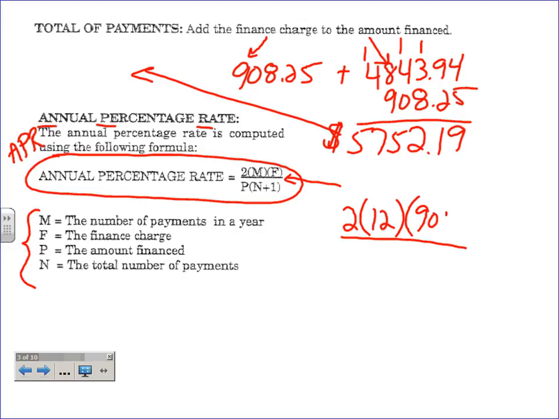908.25, right? You see how this is set up fairly well. You found all these answers already. You just have to substitute them in. So P is the amount financed, which I believe is 4843.94, right? And what we have on the bottom is N plus 1, where N is the total number of payments, and I have to add 1 to that. Well, how many payments was she going to make again? Not in just a year. Overall, how many is she making? She was going to make 30, right? She decided on 2.5 years. But what do we have to do to that 30? We have to add 1, so 31.